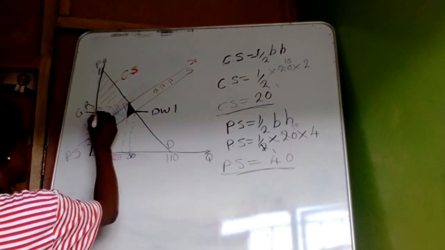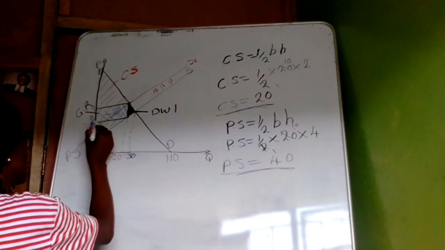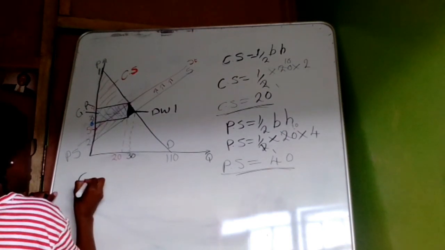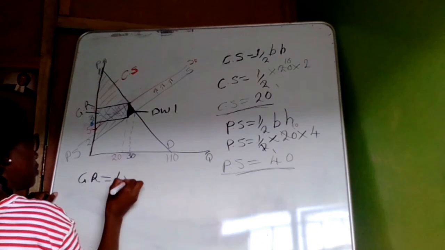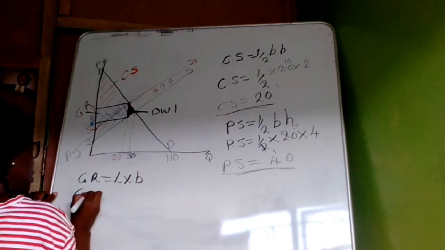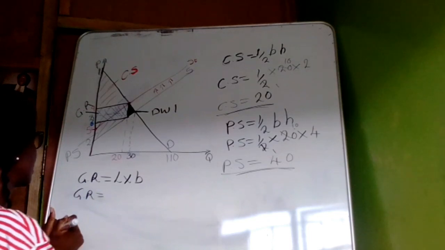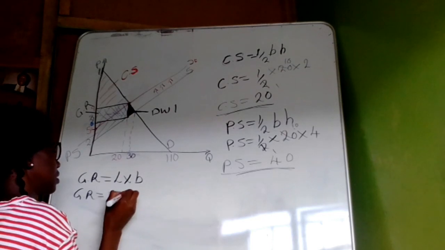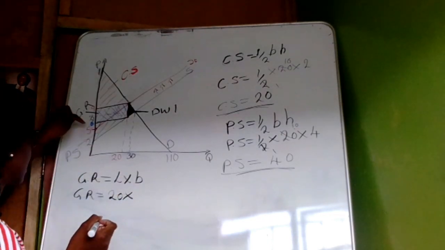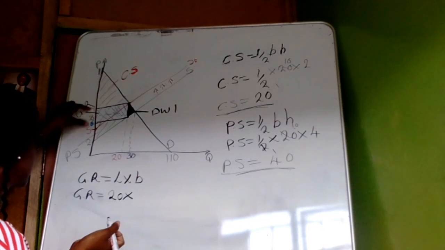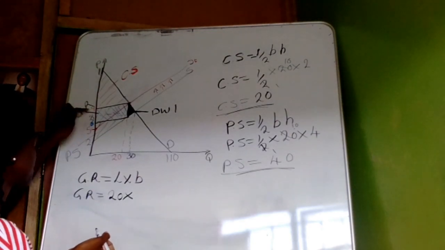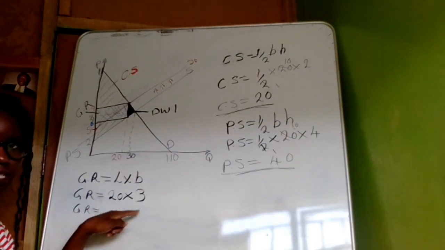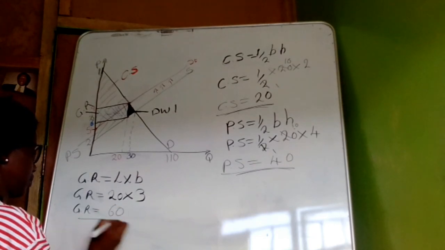So formula, I hope you've noticed that it's making a rectangle. So government revenue is equal to L times B. Government revenue is equal to, so the length is this distance, which is just 20, times the breadth, which is just this distance between 9 and 6. So that's 9 minus 6, which is 3. So government revenue is equal to 20 times 3, that's 60.